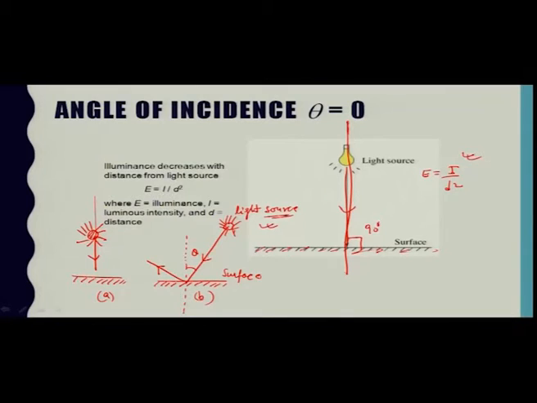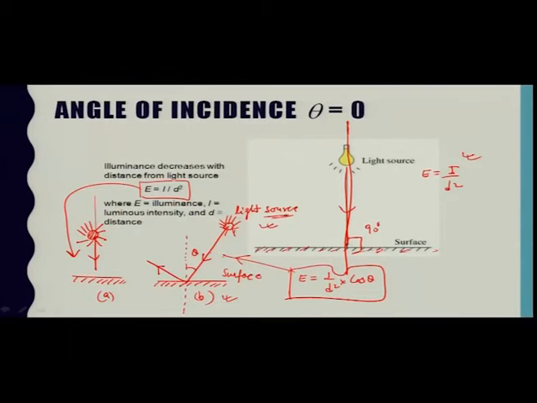So if the angle of incidence is other than the perpendicular, illuminance must take the angle of incidence into account, and it can be determined as E equals I by d square into cos theta. So for this particular case, when the angle of incidence is other than normal, you will use the formula E equals I by d square times cos theta.